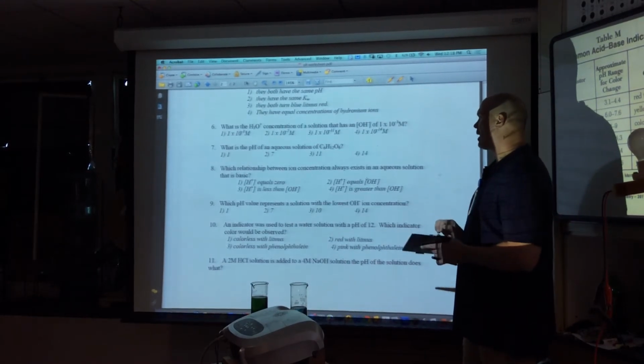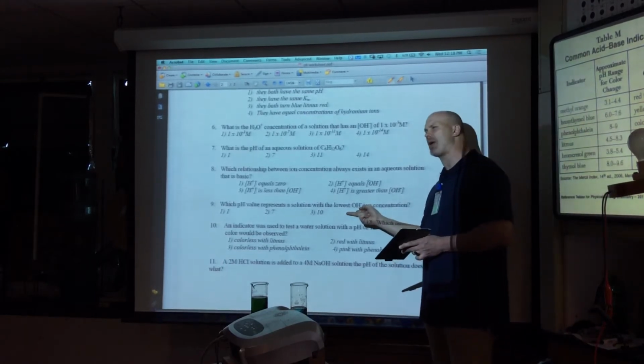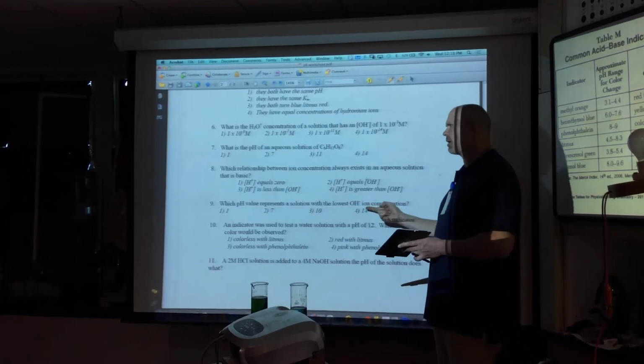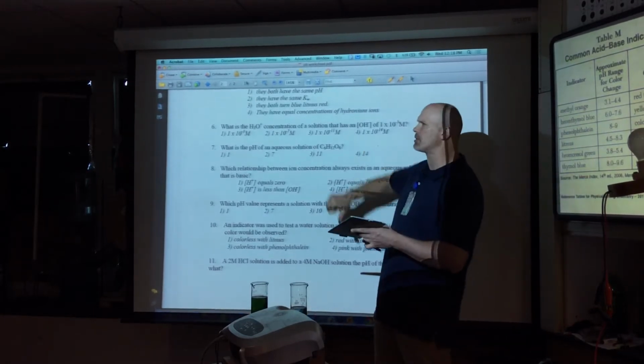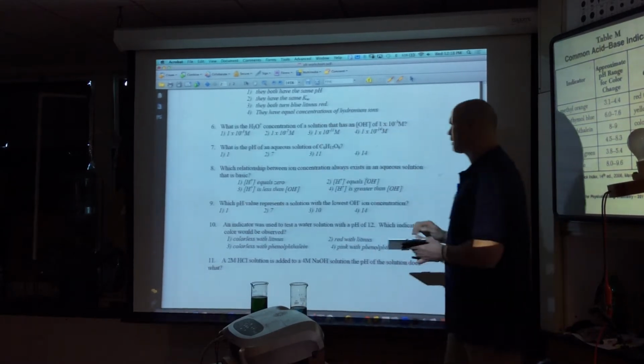And number 9, which pH represents a solution with the lowest hydroxide? Lowest hydroxide means more acidic. And a pH that's going down is more acidic. Yeah, so a pH of 1 is what you're looking at here.